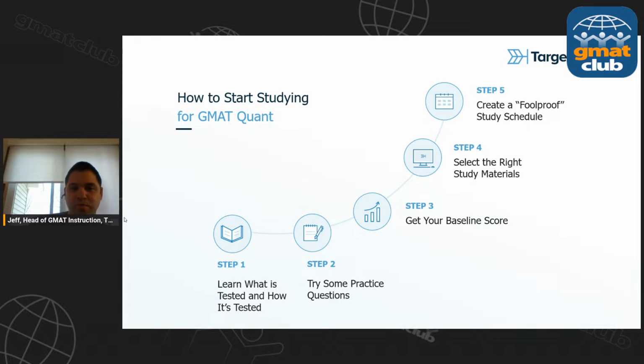Now, why is that so important? Well, it's important because the next thing you need to do, or step 3, is getting your baseline score. And without your baseline score, you're never going to know where you're starting to, and you're never going to know where you need to get to, right? So the point is that if you don't do the first 2 steps, you're going to jump into that practice test, and it's going to feel like it's in a different language.